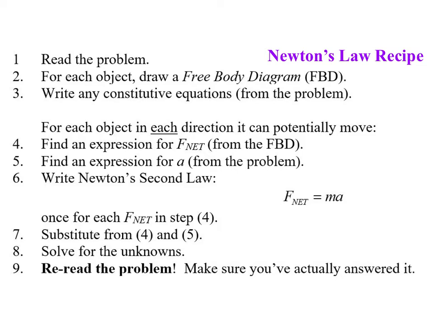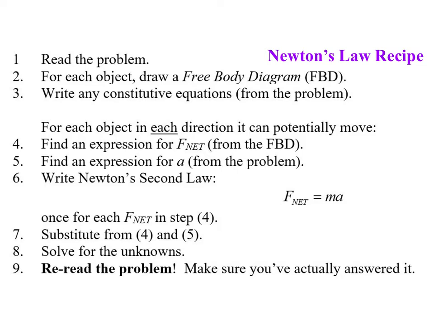Step 4, for every object in each direction it can potentially move, find an expression for F net from your diagram. Step 5, find an expression for a, usually from the problem. Sometimes that's that a is 0 or a is g. Sometimes it's a is some number. Sometimes it's a is figured out from other kinematic quantities. But somehow find from the problem an expression for a.